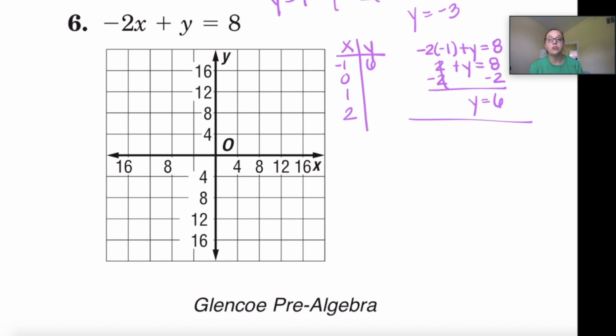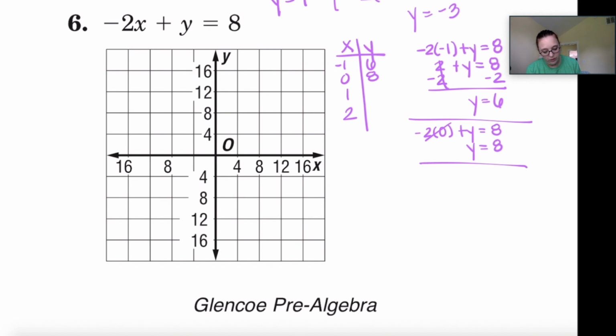Now let's substitute a 0 in place of x. So that'd be negative 2 times 0 plus y equals 8. Well, negative 2 times 0 is 0. I'm just going to cross that out. So y would be 8.